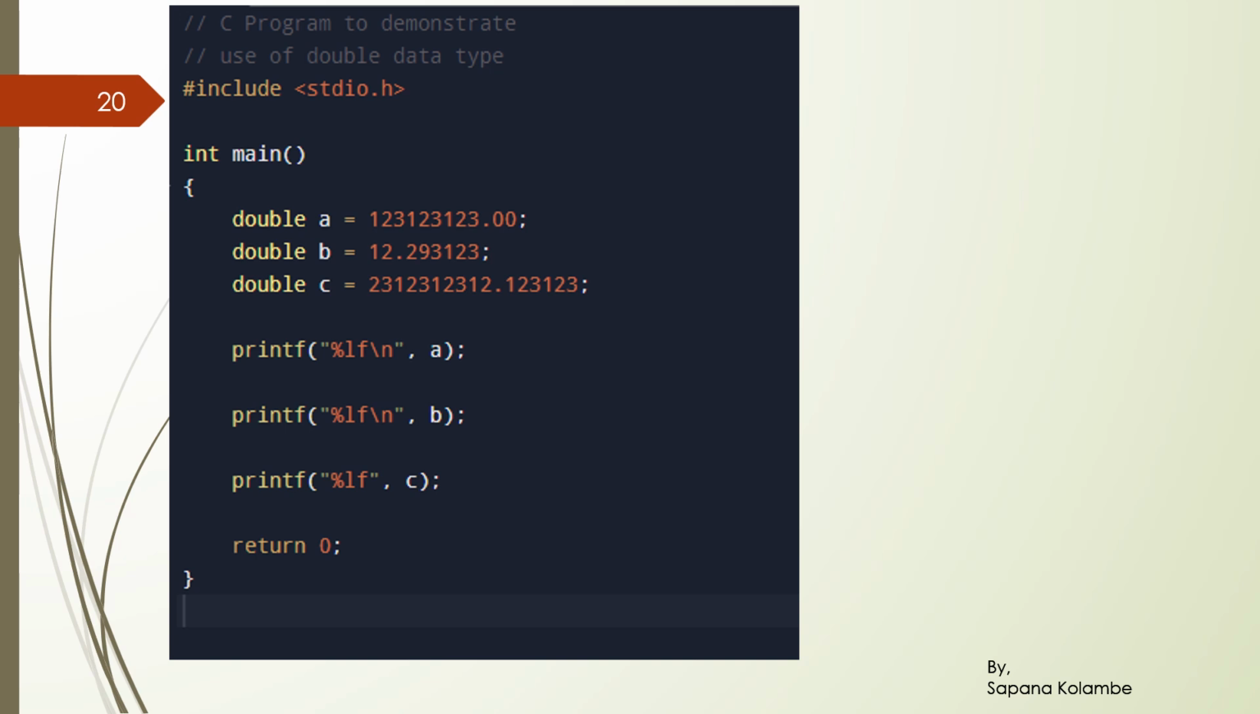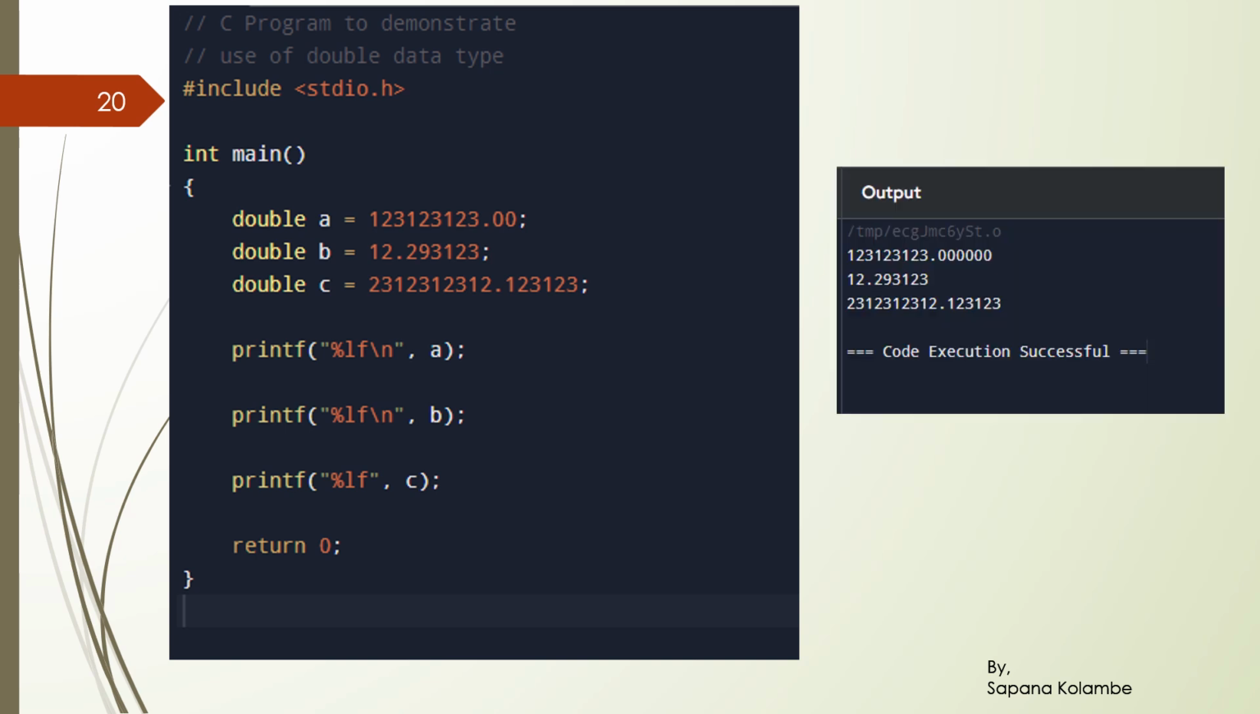So you have to define double variable a and assign the value, double b assign the value, double c and assign the value, and just display the values of a, b, c with the help of the %lf format specifier, which we are using to display the double data type. So this is your output.